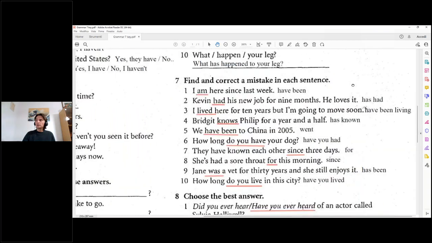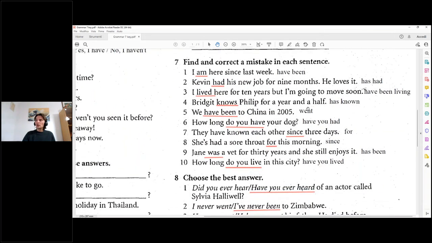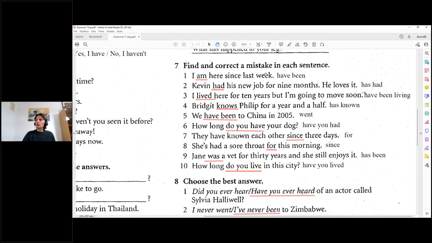Right? Exercise number 7. Find and correct a mistake in each sentence. So there's one mistake in each sentence, okay? "I am here since last week," cioè io sono qui dalla settimana scorsa? No, since, da, quindi comincia dal tempo passato, non possiamo usare un presente, dobbiamo usare un present perfect. I have been here since last week.